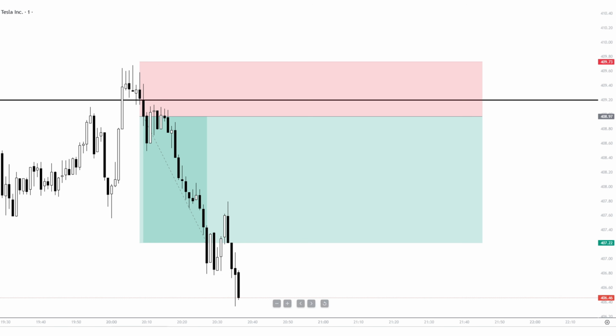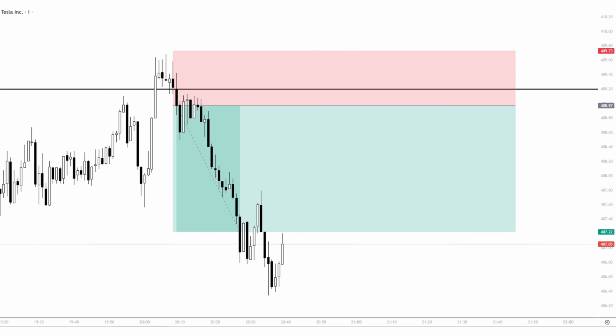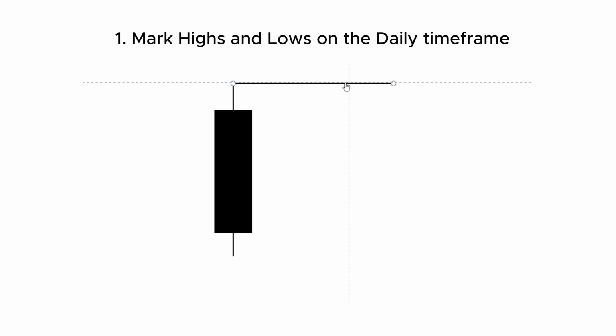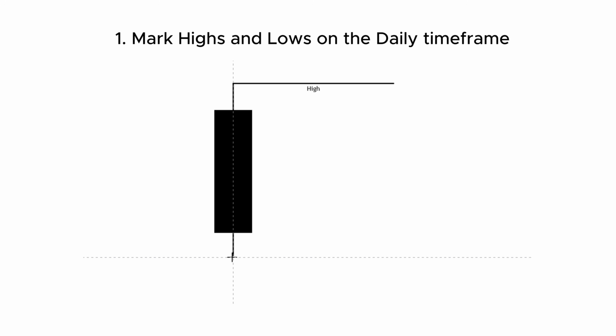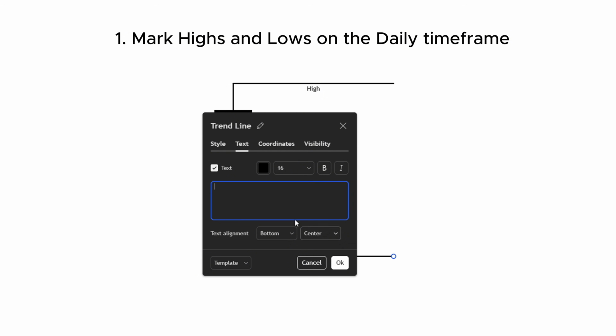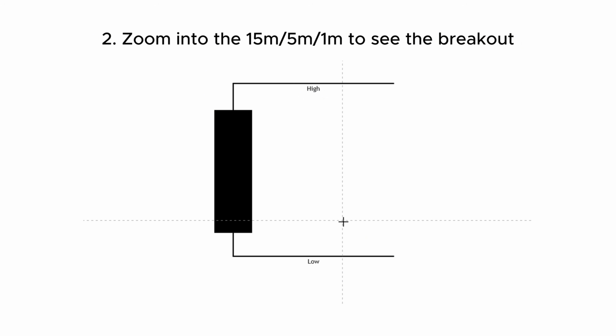So let's review the strategy step by step on a simple presentation. We start by going into the daily time frame of a stock. We mark the previous day's high and the previous day's low. Then we zoom into the 15-minute, 5-minute, or 1-minute time frame to clearly observe the moment of the breakout.